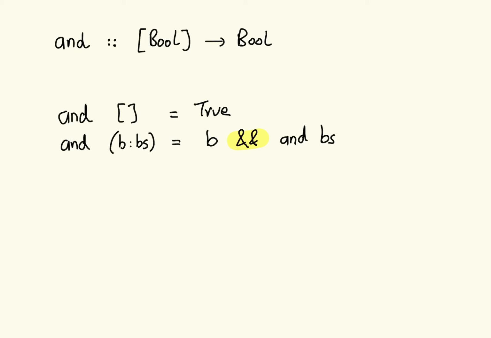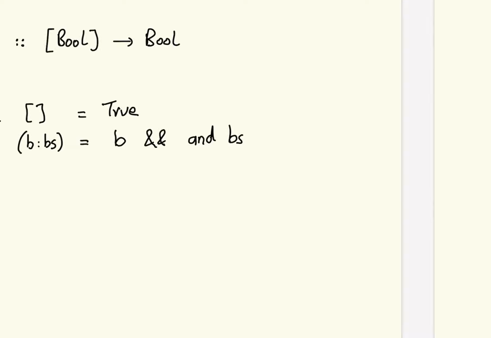Often the base cases are units or identities for operators which you're using in the recursive case. So that's the logical AND function. Let's move on to the next example now. So the next example was concatenation.